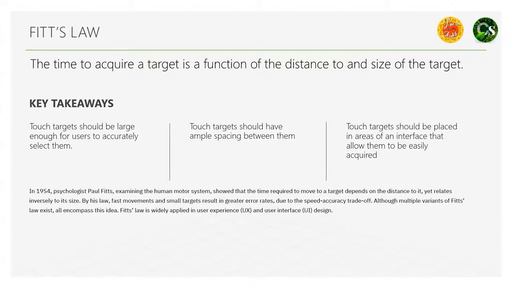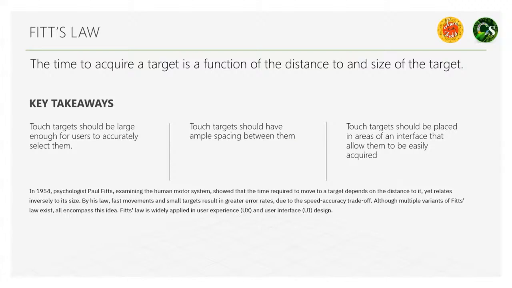Fitts's law was coined in 1954 when psychologist Paul Fitts, while examining the human motor system, showed that the time required to move to a target depends on the distance to it, yet relates inversely to its size. By his law, fast movements and small targets result in greater error rates due to the speed-accuracy trade-off. Although multiple variants of Fitts's law exist, all encompass this idea. Fitts's law is widely applied in user experience and user interface design. What are the key takeaways?